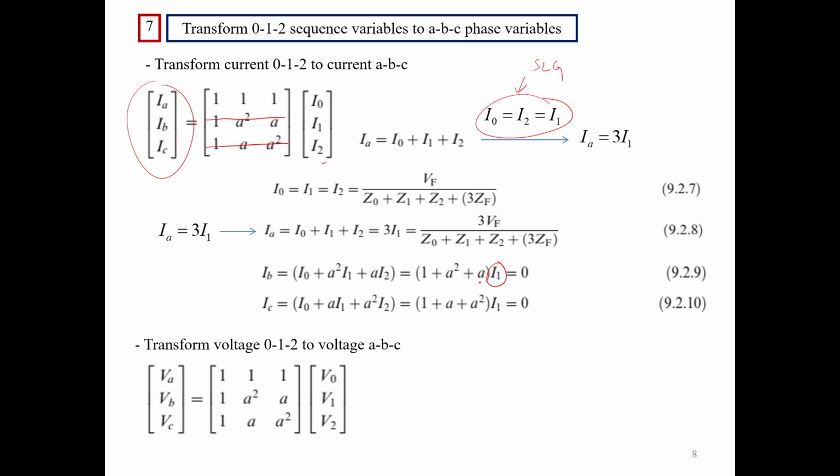You have a common multiple of I1, and you can have the factor in front: a plus a squared plus a. If you look from the identity of this a, this is 0. I have derived this in the previous video clips already, right? This identity is 0. So you have IB and IC to be 0. This is clear, right? Why are IB and IC 0?